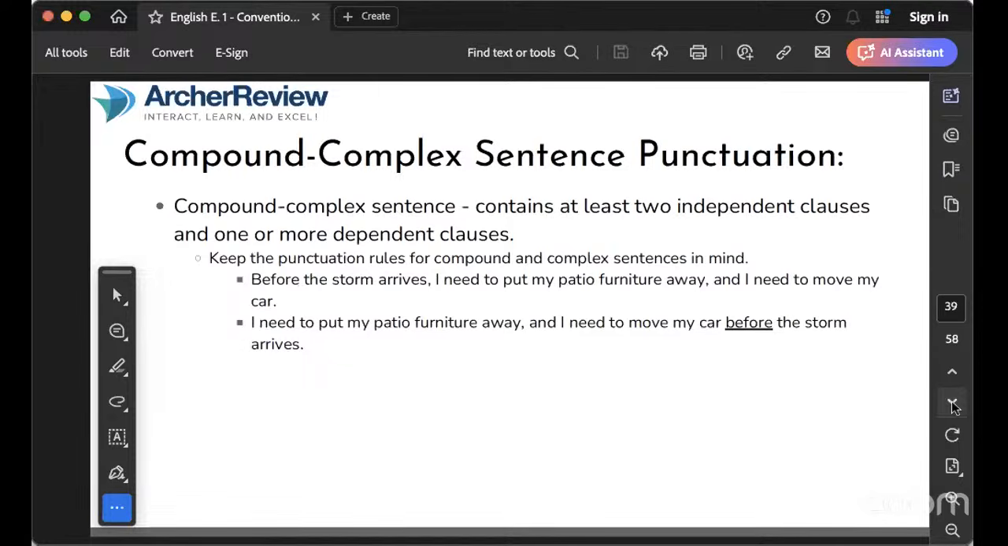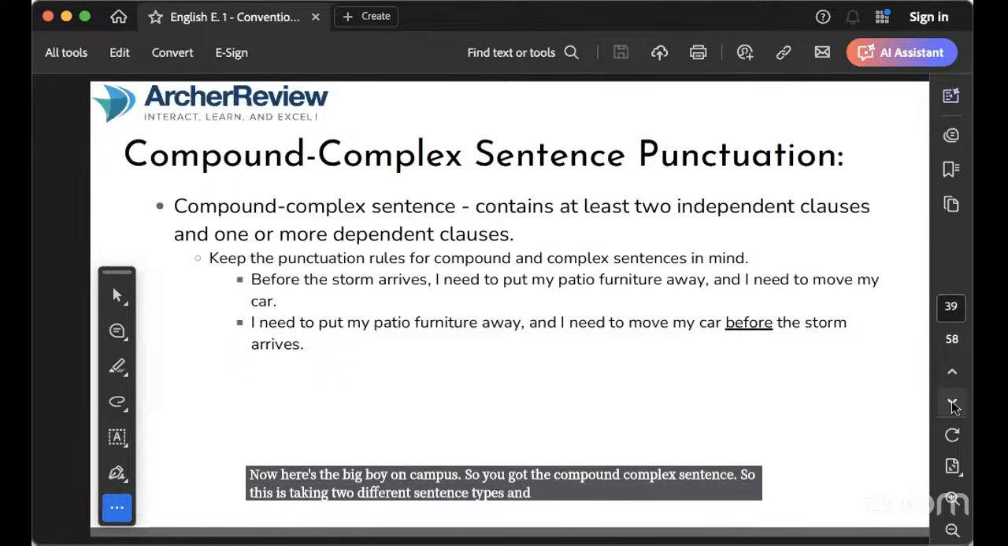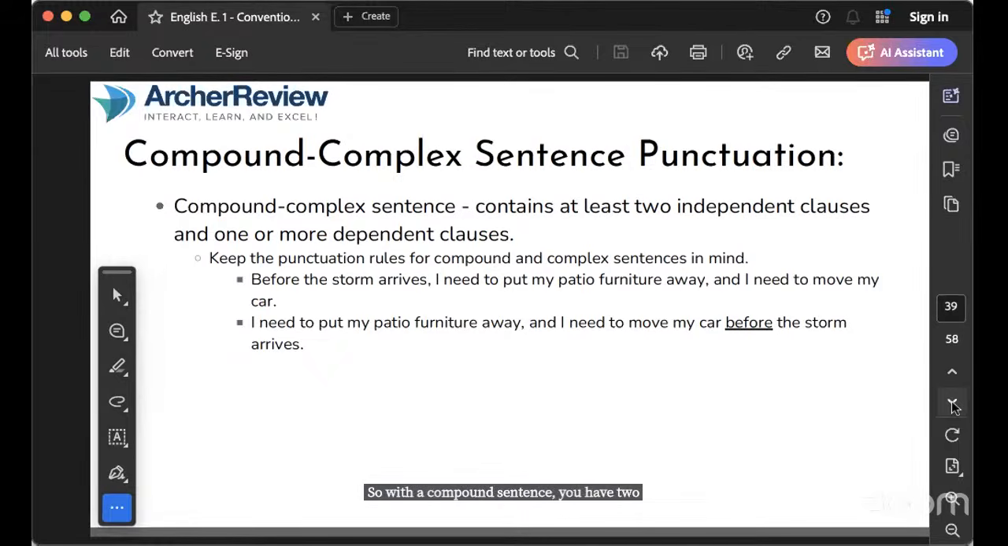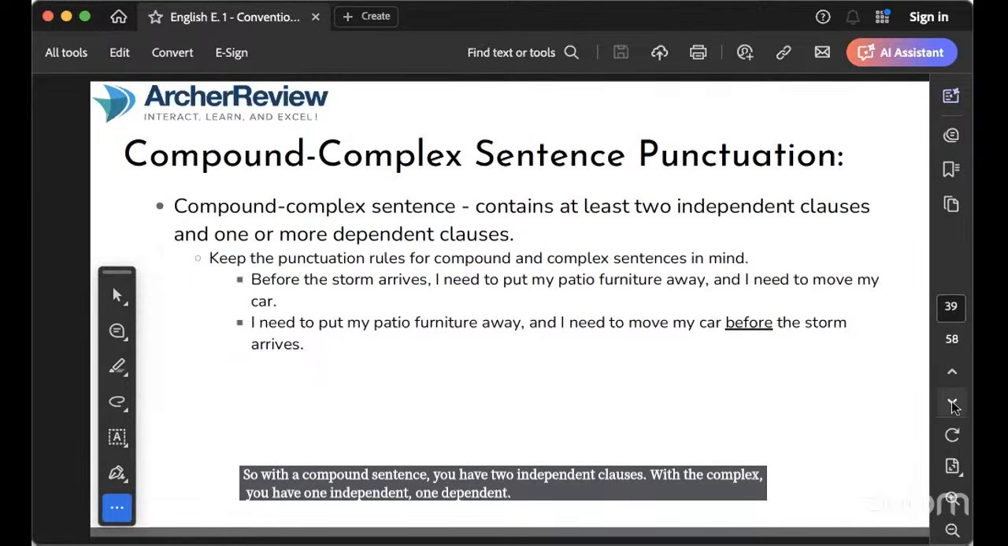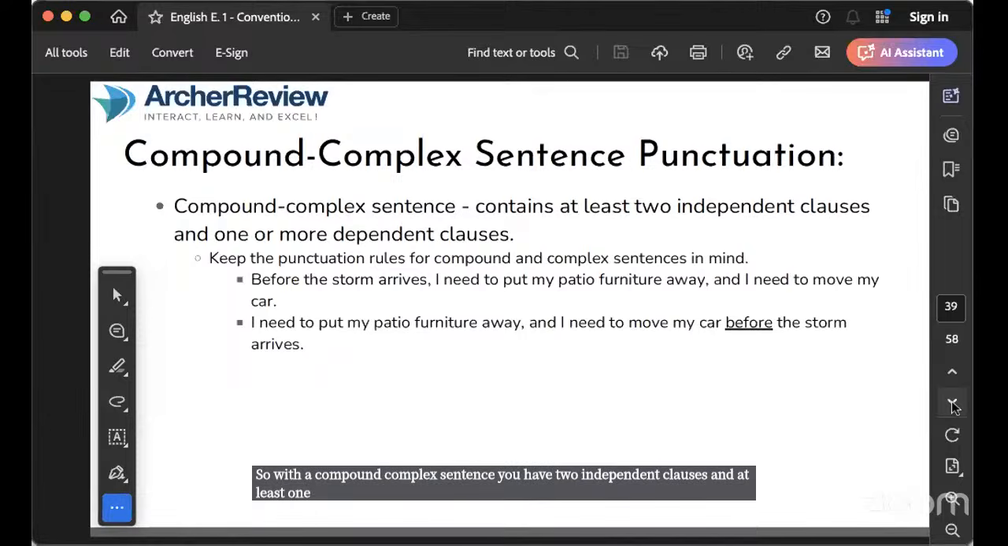Now, here's the big boy on campus. So you got the compound complex sentence. So this is taking 2 different sentence types and merging them together. So with a compound sentence, you have 2 independent clauses. With the complex, you have 1 independent, 1 dependent. So with a compound complex sentence, you have 2 independent clauses and at least 1, or it could be more, dependent clauses.